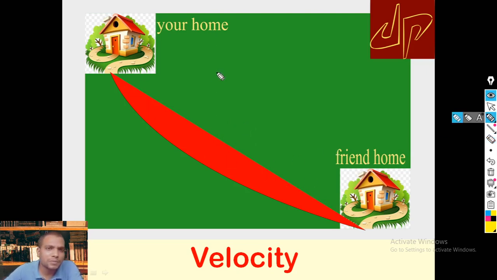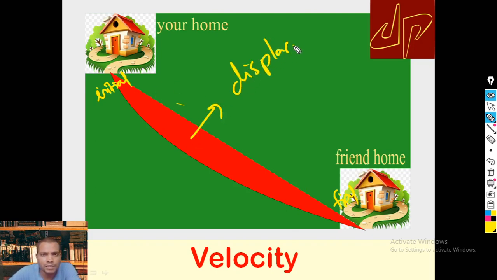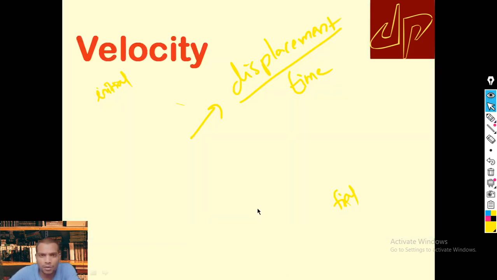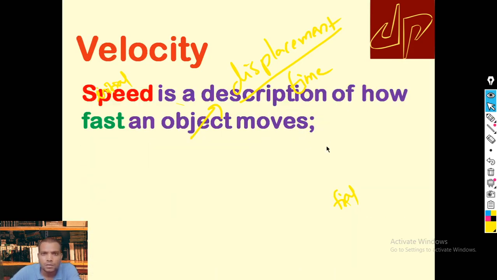What is displacement? Displacement is nothing but the shortest distance between the initial point and the final point. From the initial to the final, this is the only possible shortest path. This path we define as displacement. Now if we divide displacement by time, what do we call that? That is known as velocity. So the velocity formula I can give here: displacement upon time.